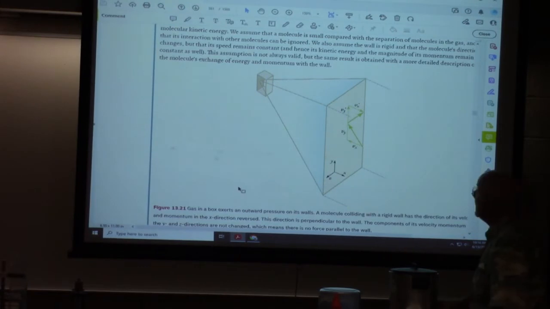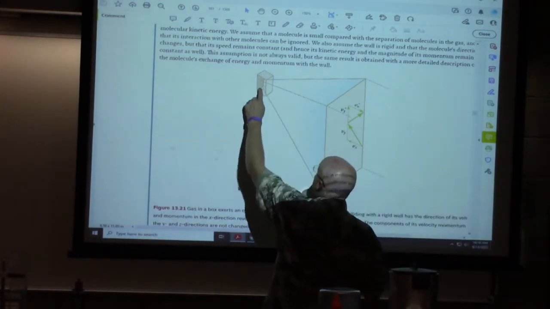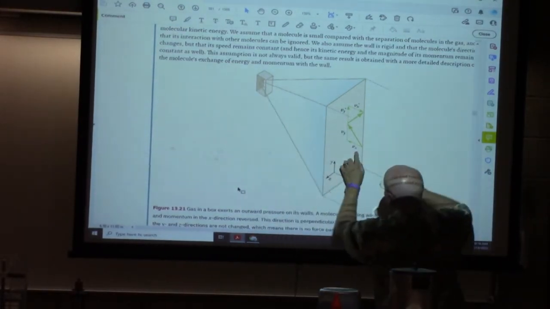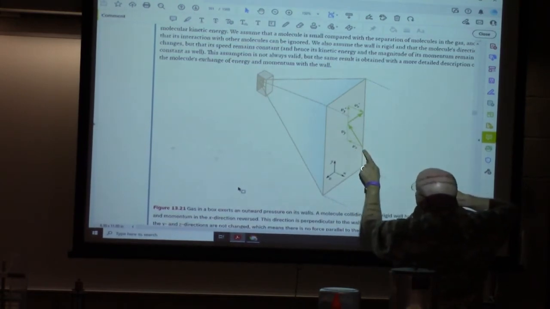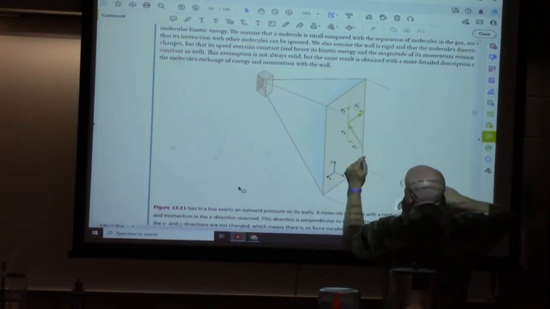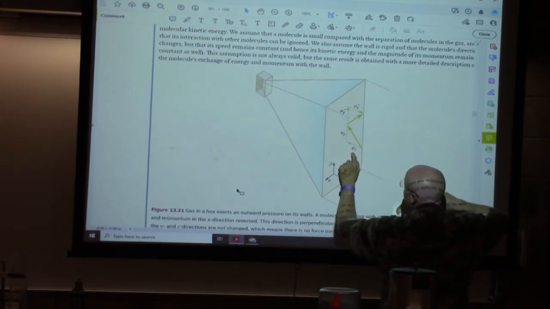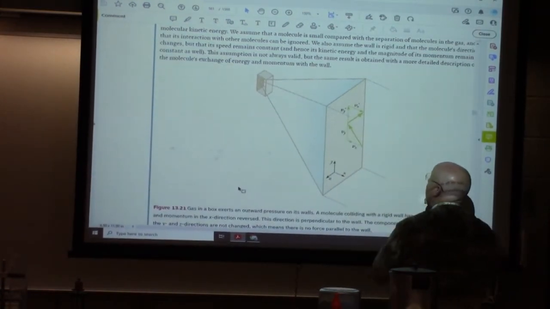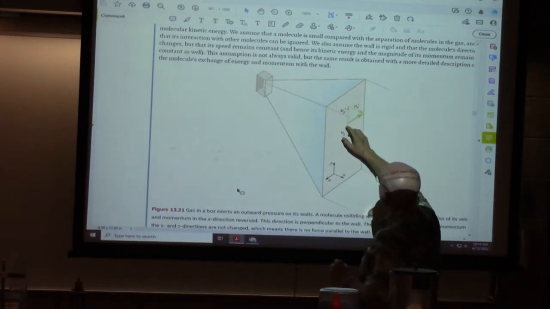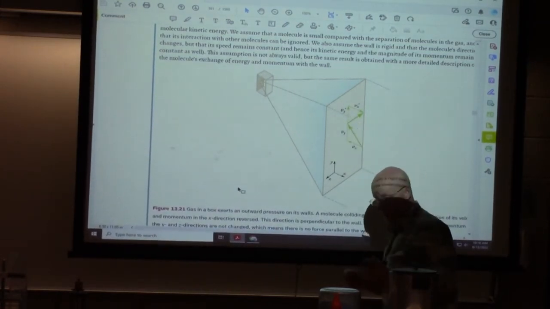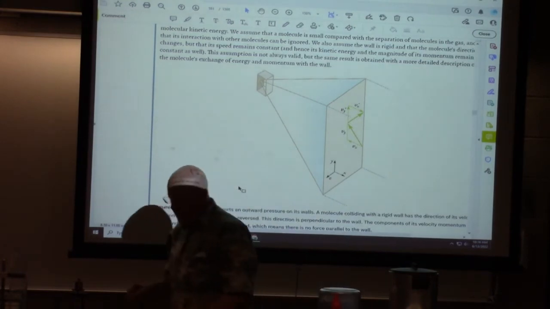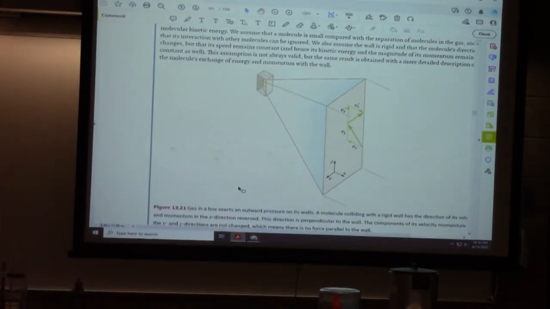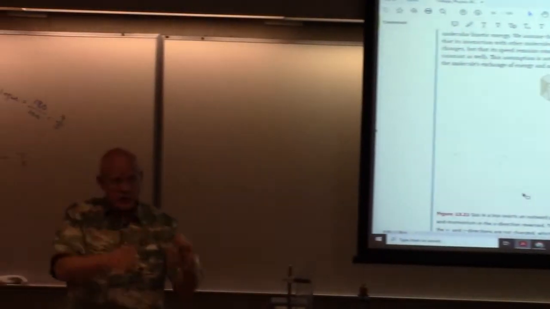And here's his little box, and he says, imagine an atom in here. So this is the atom, and it's coming at the box, so it has a horizontal velocity, v sub x, and a vertical velocity, v sub y. It hits and bounces off. And then, of course, it now has new components. He makes some argument about what those should be, and like I said, I'm going to let you read that.